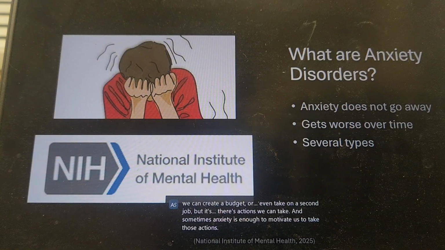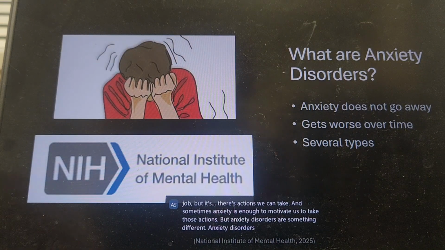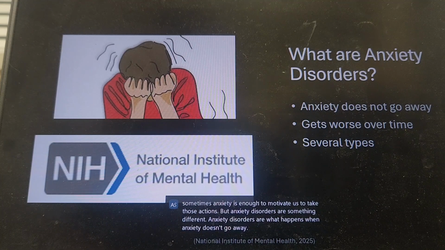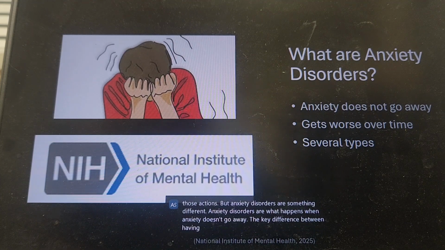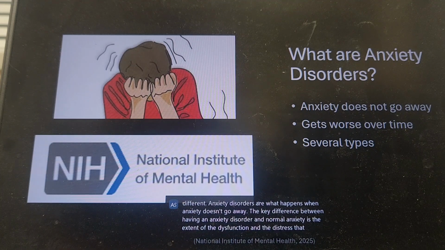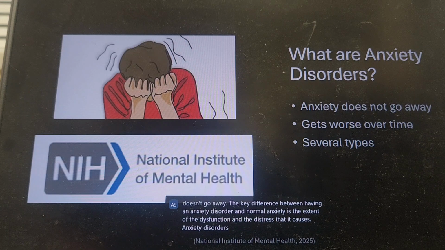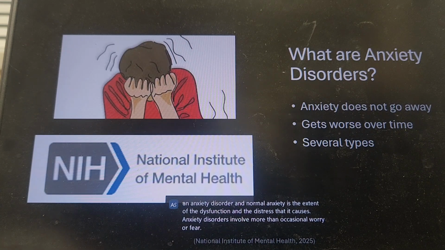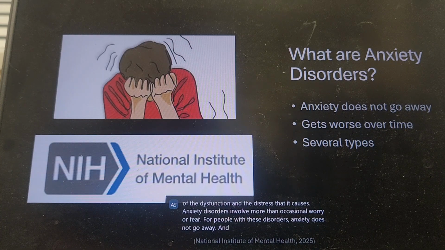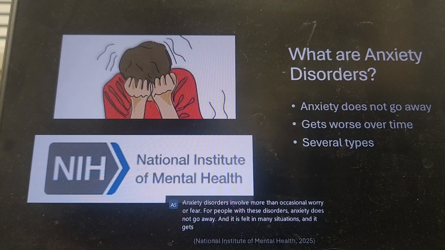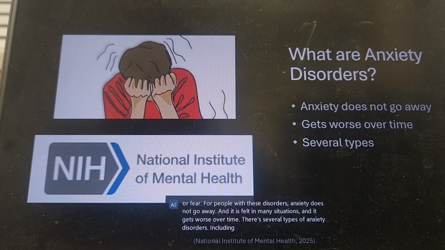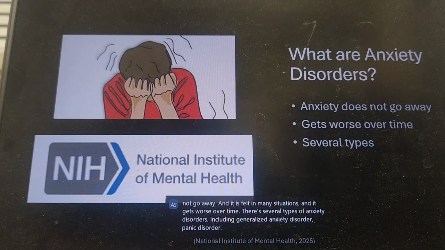But anxiety disorders are something different. Anxiety disorders are what happens when anxiety doesn't go away. The key difference between having an anxiety disorder and normal anxiety is the extent of the dysfunction and the distress that it causes. Anxiety disorders involve more than occasional worry or fear. For people with these disorders, anxiety does not go away, and it is felt in many situations, and it gets worse over time. There's several types of anxiety disorders, including generalized anxiety disorder, panic disorder, social anxiety disorder.